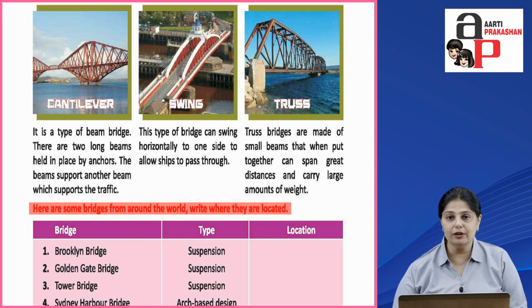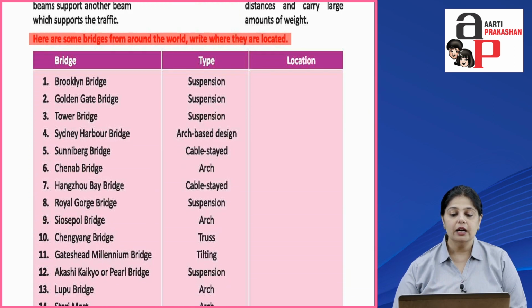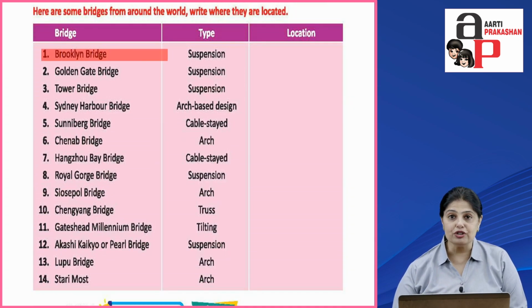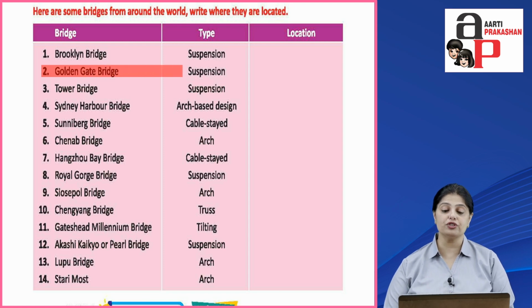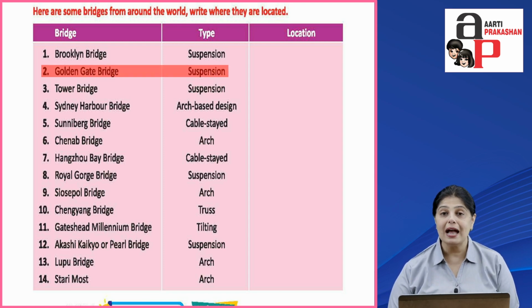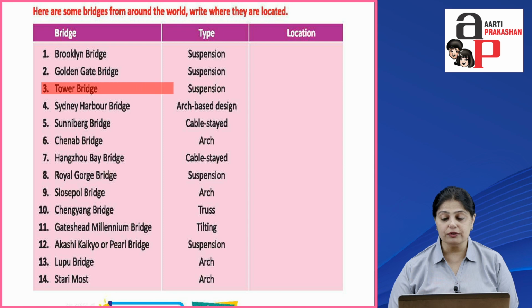Okay. Now, here are some bridges from around the world. Write where they are located. Now, we have to write where these bridges are located. So, first is the Brooklyn Bridge, which is a suspension bridge. It's located in New York City, USA. Second is the famous Golden Gate Bridge, which is also a suspension bridge, and it is located at San Francisco, USA. Then is the Tower Bridge, which is also a suspension bridge, which is located at London, England.